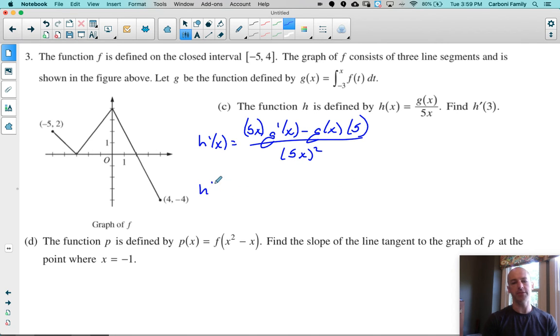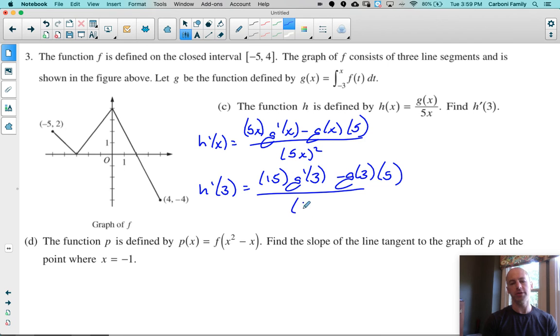Okay, so that means that h prime of 3 is going to be 5 times 3, which is 15, G prime of 3 minus G of 3 times 5, all over 5 times 3 squared. And now I need G prime and I need G. A long time ago, we made the connection that G prime is the same thing as F. So this graph of F is G prime. And at 3, we already established, in previous work, that this is the ordered pair 3, -2. So the answer is going to be 15 times -2 minus G of 3.